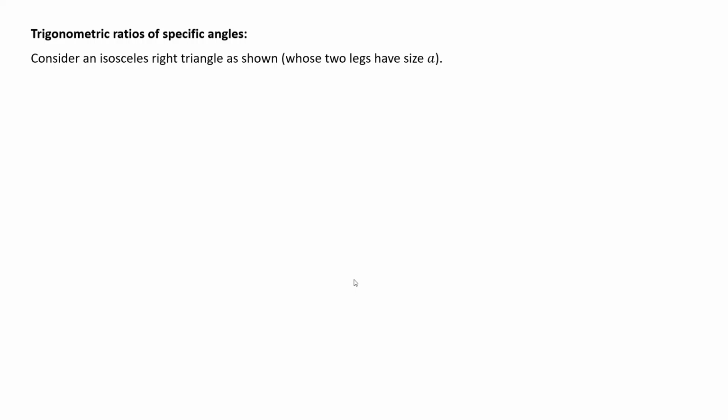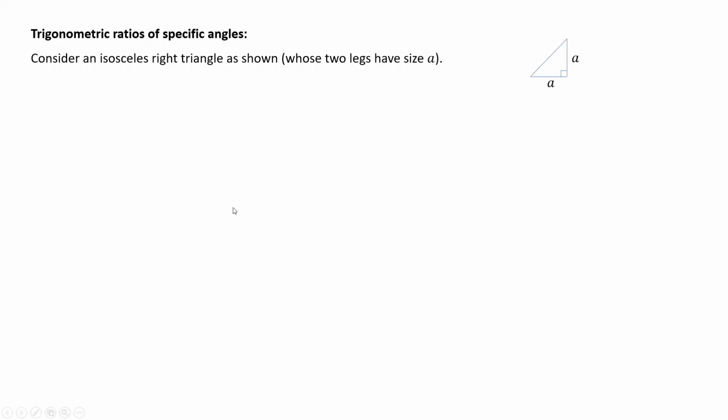We're going to learn about sine, cosine, and all these things, trigonometric ratios for 45 degrees. What is sine of 45 degrees? Apparently we'll be able to find out exactly what that number is going to be. How do we do that? For that, we need to consider an isosceles right triangle as shown.